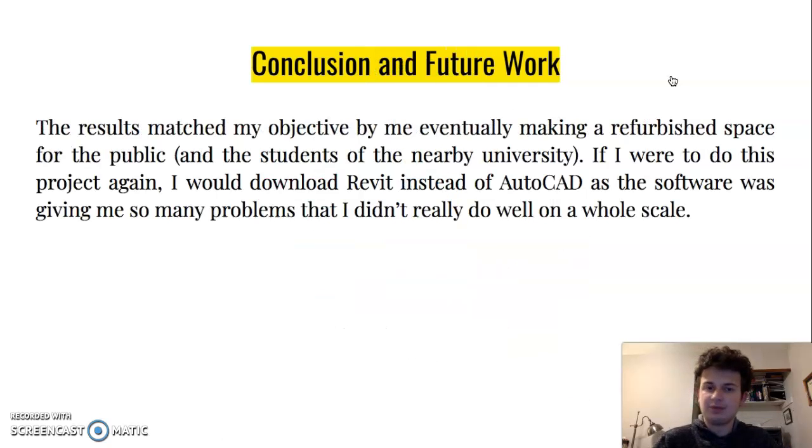So the results did match my objective by me eventually making refurbished space for the public and the students in nearby university. If I were to do this project again, I would 100% download Revit. The other people in my group made it look so much easier and they made it look so much better. I had to give credit to them. But like I said, it was giving me a ton of problems. So I didn't do really well on the whole scale, but I tried my best with what I could.